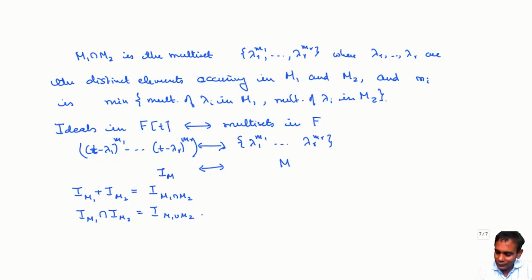And we also have that if a multiset M1 is contained in a multiset M2. So what does it mean for one multiset to be contained in another? It means that the set of elements that occur in M1 all occur in M2, and moreover, each element that occurs in M1 occurs with a multiplicity in M1 which is less than or equal to the multiplicity with which it occurs in M2. And what we have is M1 is contained in M2 if and only if I_M1 contains I_M2.